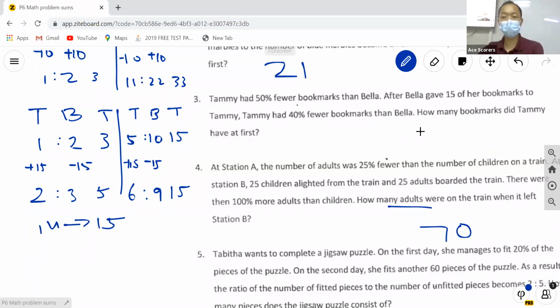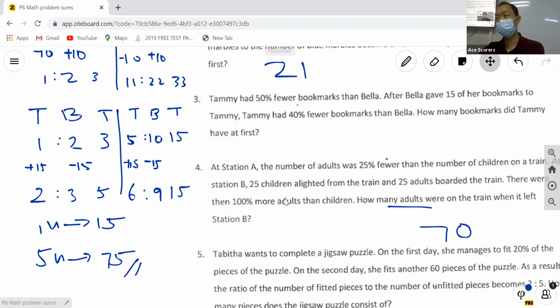So how many bookmarks did Tammy have at first? Tammy has 5 units at first. So answer is 75. You get 75? Alright, good. So now you're going to do the last few, questions 5, 6, 7, 8.